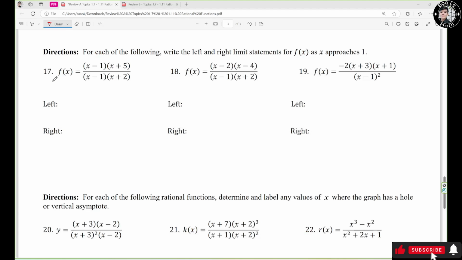Now let's move on to number 17, 18, and 19. For each of the following, write the left and right limit statements for f of s as s approaches 1. Now the left-hand behavior is going to be the limit of the function f of s when s approaches 1 minus. Since in number 17 we have a common factor in the numerator and denominator, this one is the hole, so I need to cancel out this one.